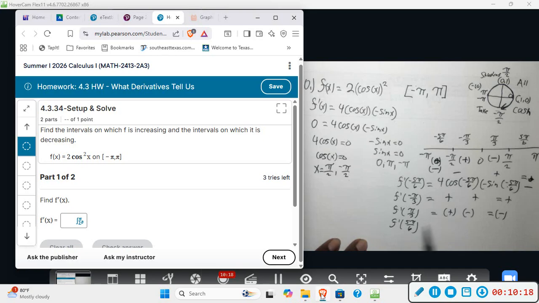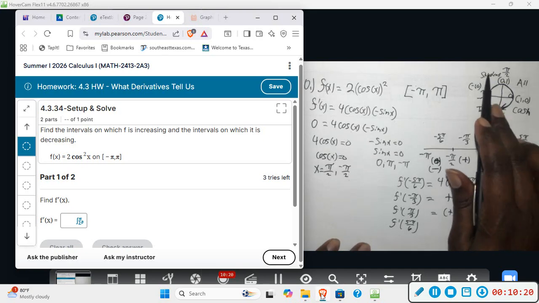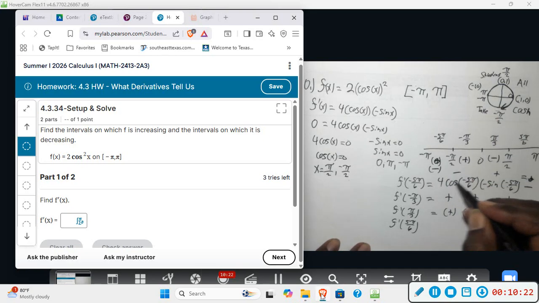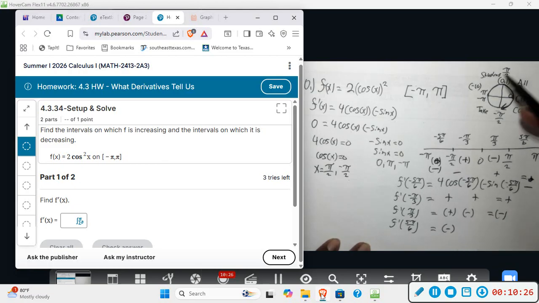And then at 5 pi over 6, we're in this quadrant. So sine is positive. So the first coordinate is negative. Sine is positive, but times a negative is going to become negative again. Negative times a negative is going to give me a positive. So this section should be positive. So we got sign flips from negative, positive, negative, positive. Okay, so that's what we believe.